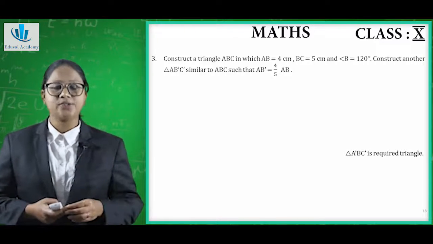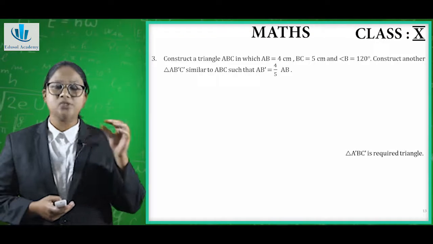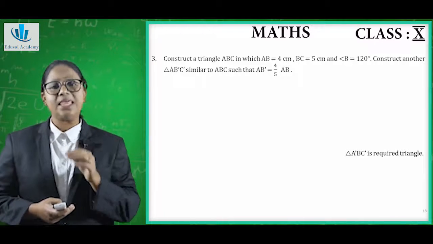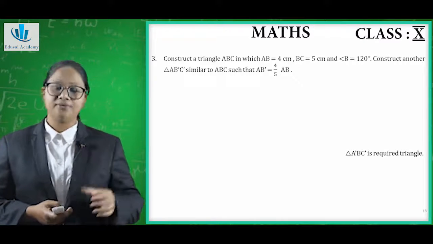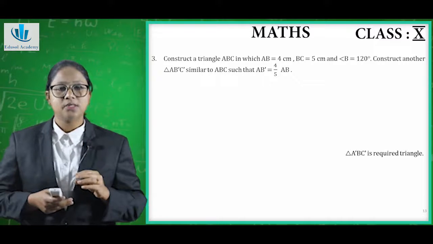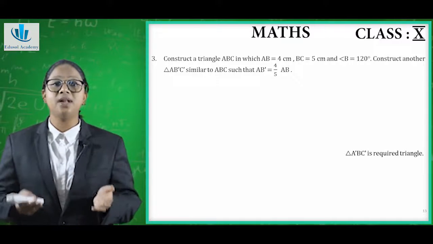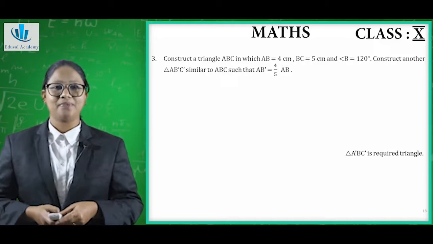AB dash is the required triangle. Now if we transpose the term AB to the other side, then it will become AB dash by AB is equal to 4 by 5, which means the side AB dash is lesser. So the required triangle will come inside the specified triangle. So let's begin.